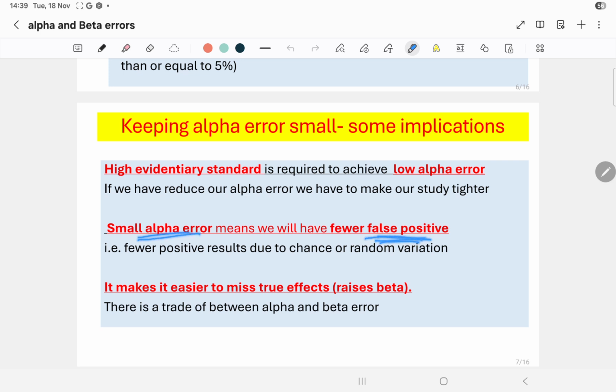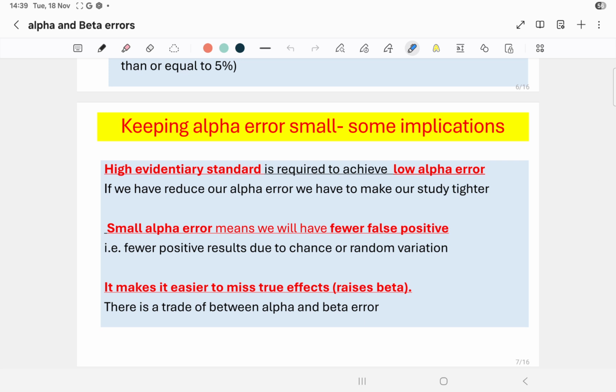So what does alpha error measure? False positives. Small alpha error means that we will have fewer false positives. It makes it easier to miss true effects. If I have a tighter study, I am not allowing for chance and I am allowing fewer false positives. That means I will have to pay the price for it. What is the price? That I will miss the true effects. That is called beta error. It is a blunder that I am missing the true effects.